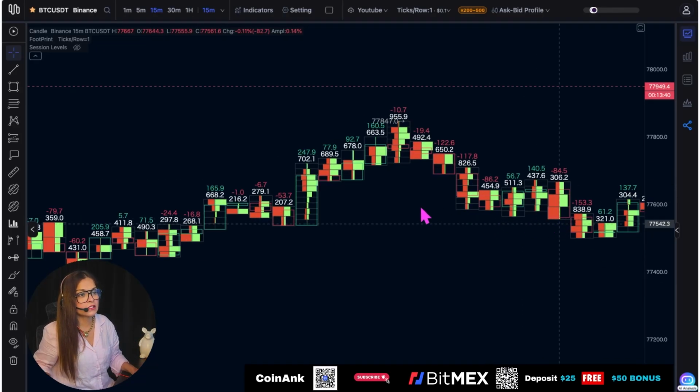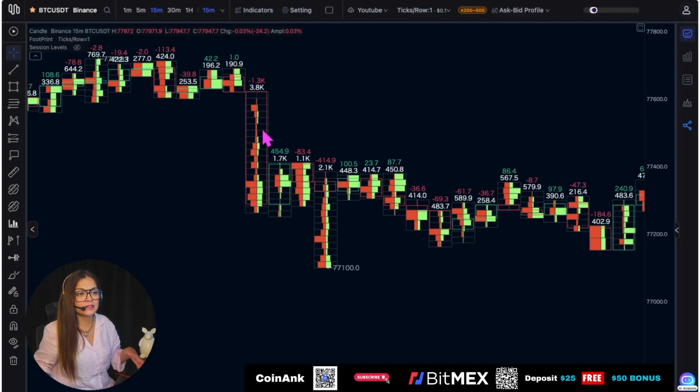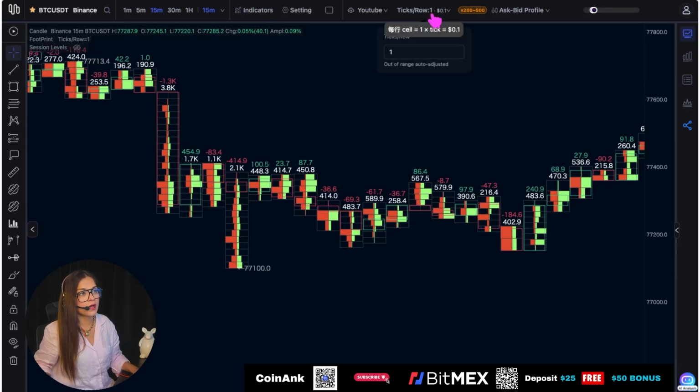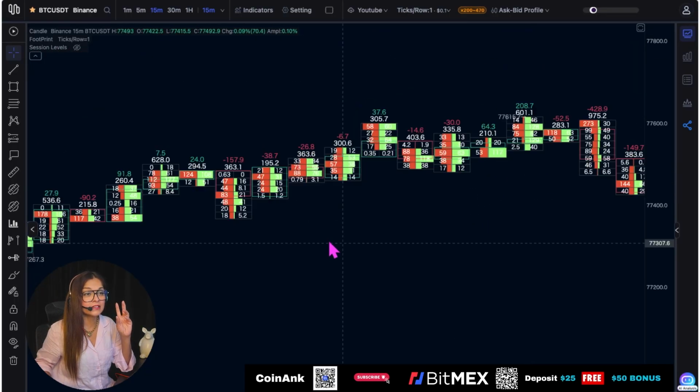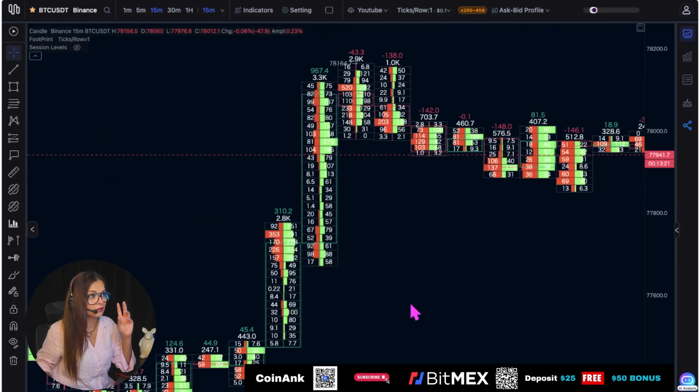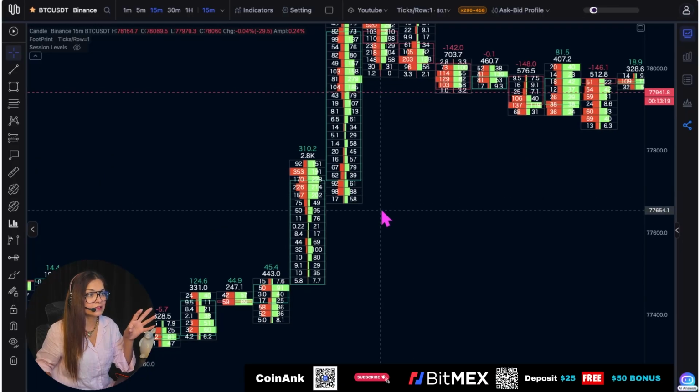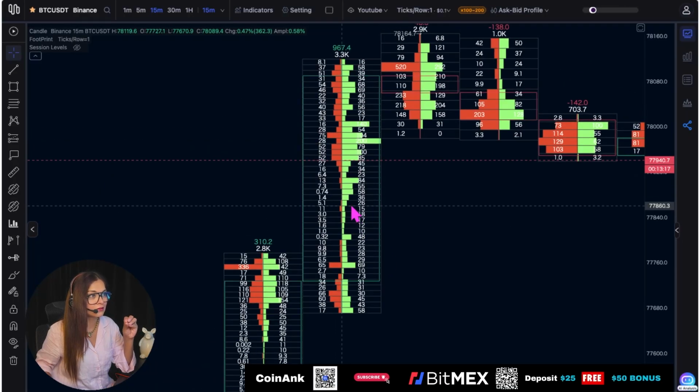Now, just a few settings for the footprint charts, and this, of course, could apply to any platform, any footprint chart. Usually you have a tick or row setting, like how many you would like to see. There is something that I do not particularly do, and that is go into each candle to see what price level and how many contracts were traded, etc. I do not need that level of granularity.